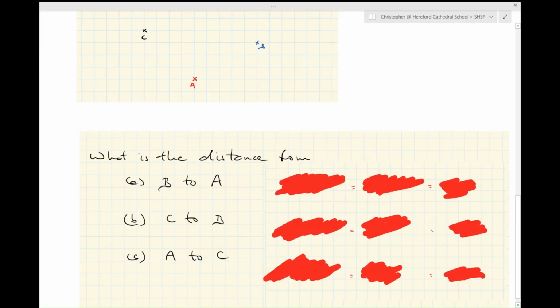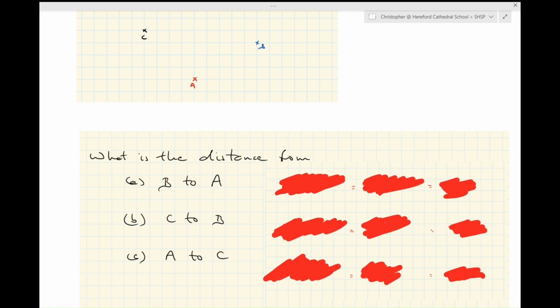Okay, it's time for you to have a go at some of these. So in this question, you've got a map at the top, and you're asked to find those 3 distances, or the 3 magnitudes of those 3 vectors. Pause the film and have a go, and then you can see if you agree with me.